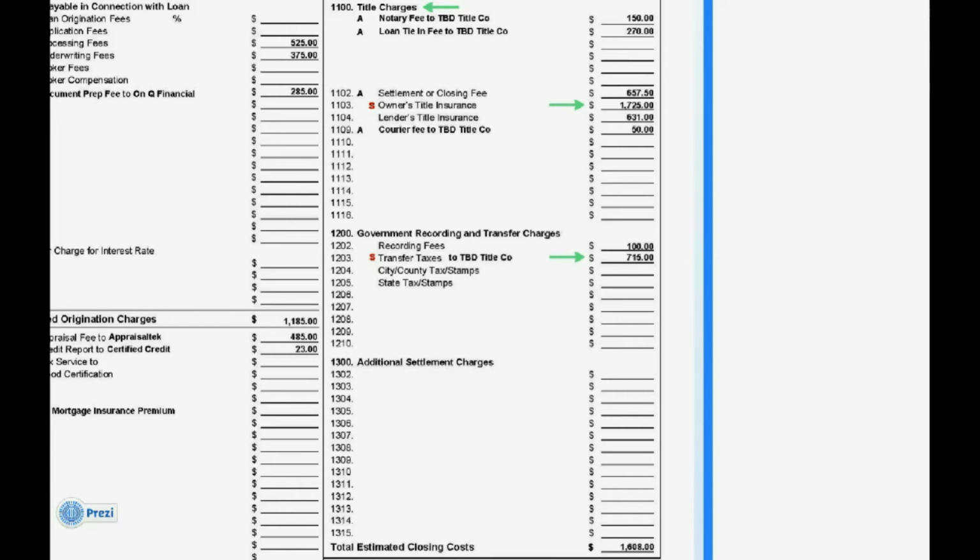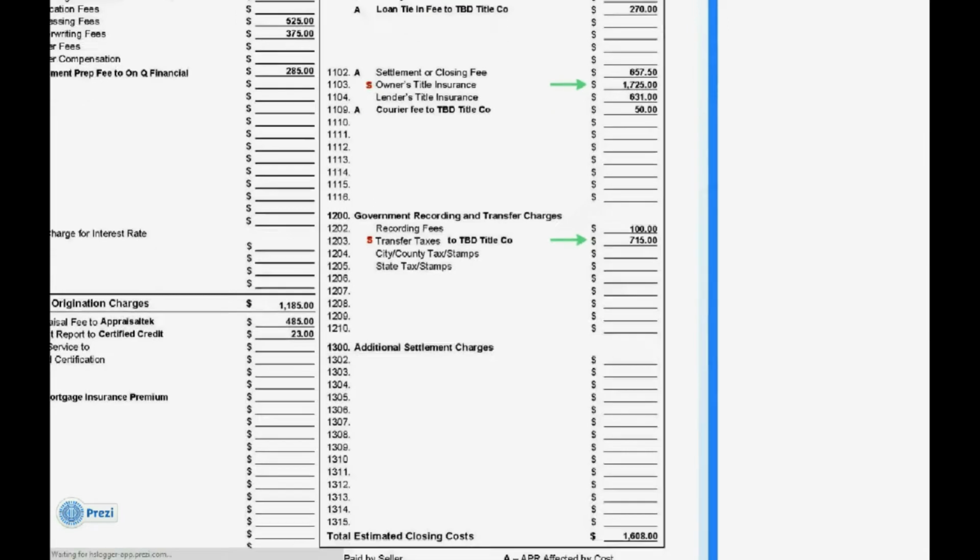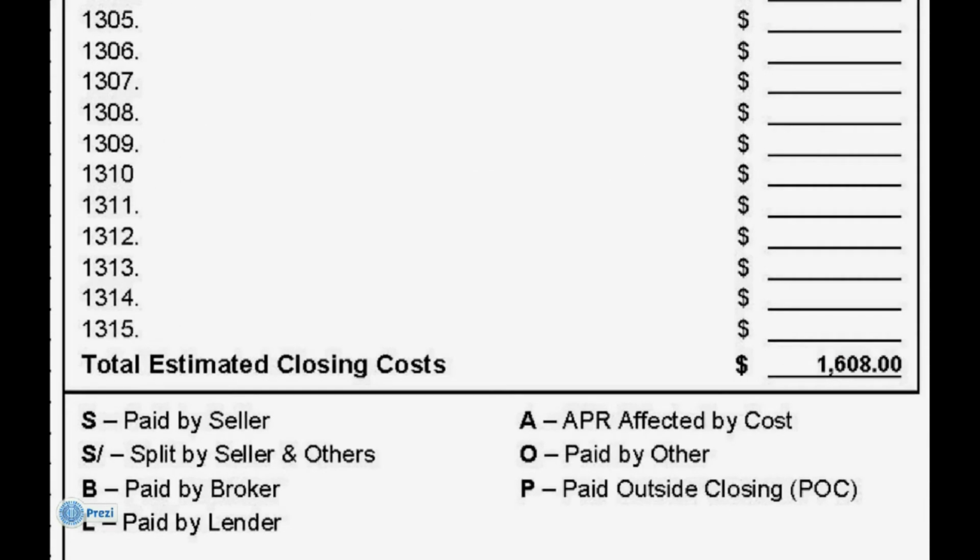Since this is not always the case, it is important to know that what you agreed upon in your contract is binding. In Northern California or in a short sale situation, many times you, the buyer, are responsible for these instead. Finally, at the bottom of this section is the summary of the total of all fees listed on this page, total estimated closing costs.